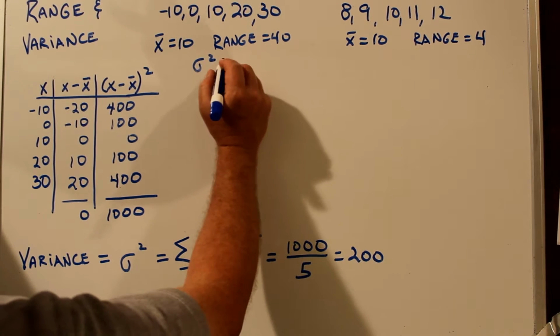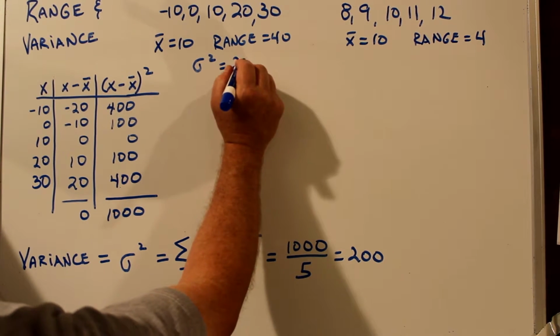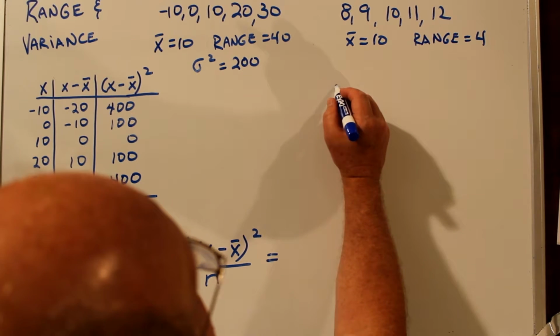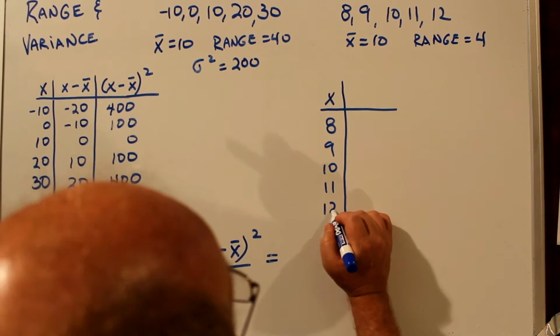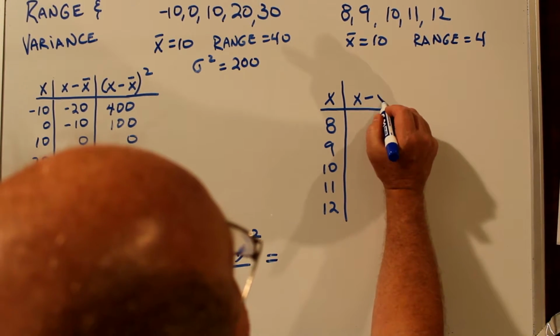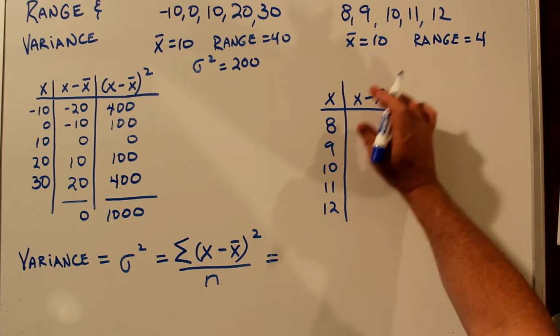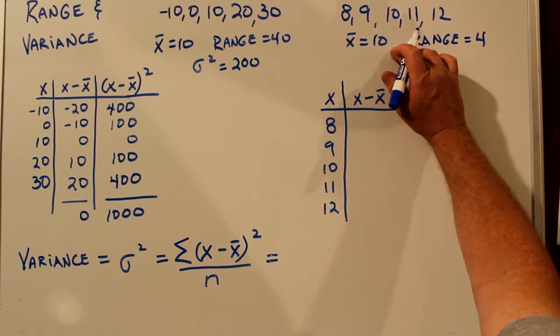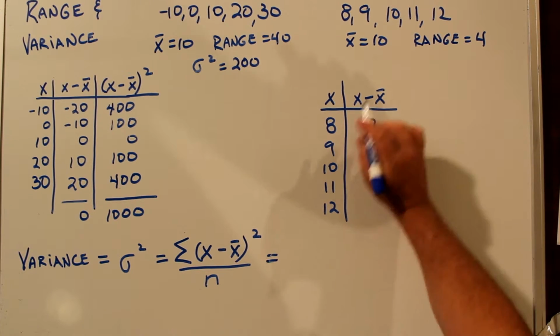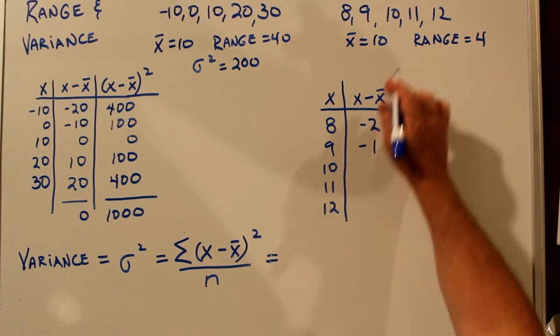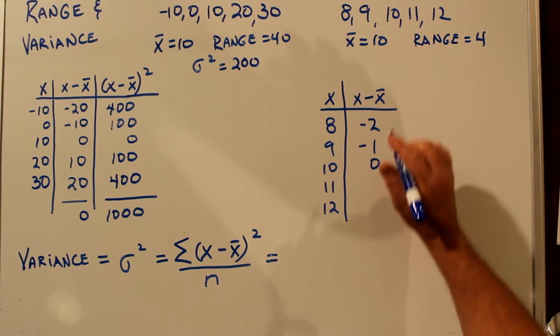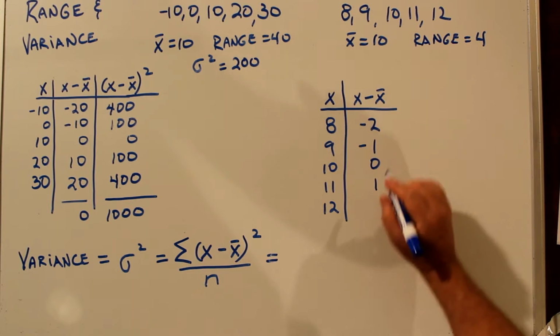So let's write sigma squared for the first group is 200. Now let's write down our x's and find out how far each x is away from the mean, x minus x bar. We have 8 minus x bar, which is 10. 8 minus 10 is minus 2. 9 minus 10 is minus 1. 10 minus 10 is 0. 11 minus 10 is plus 1. And 12 minus 10 is plus 2.